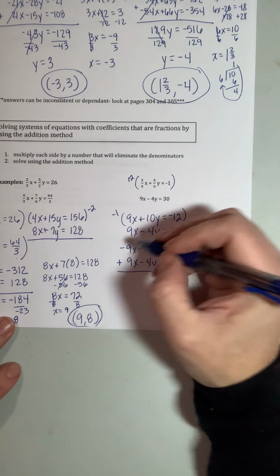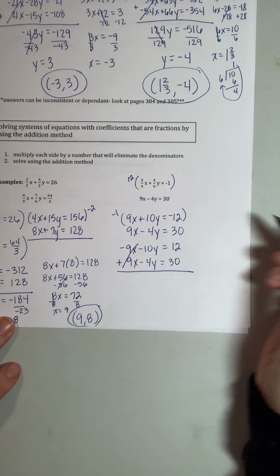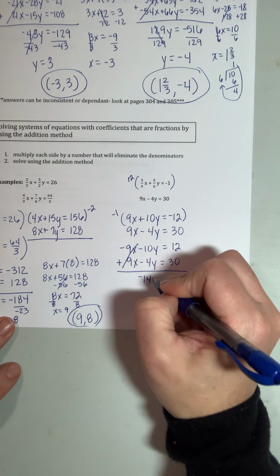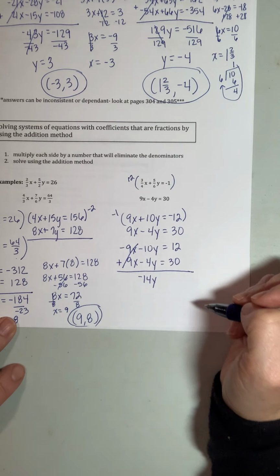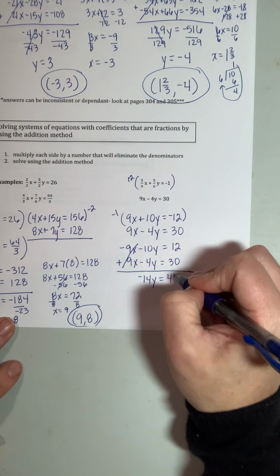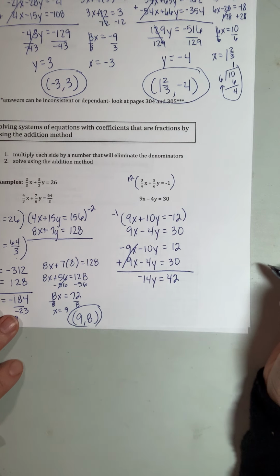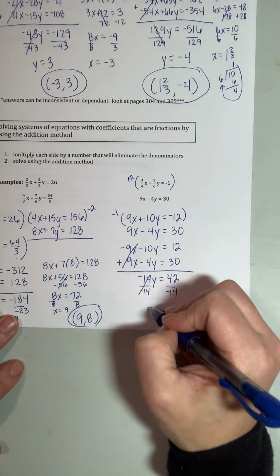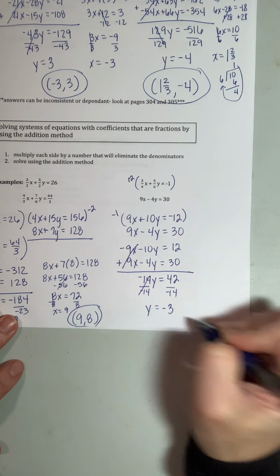Now we can do our addition. Those two cancel. Negative 10 plus negative 4 is negative 14, because that's two negatives, so you add. And 12 plus 30 is 42. Divide both sides by negative 14. And we get negative 3.